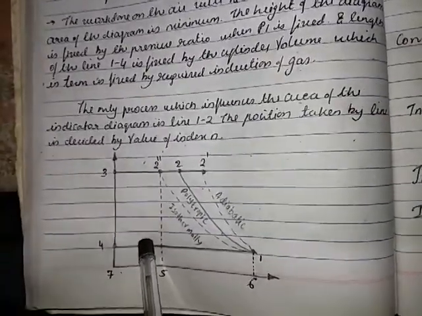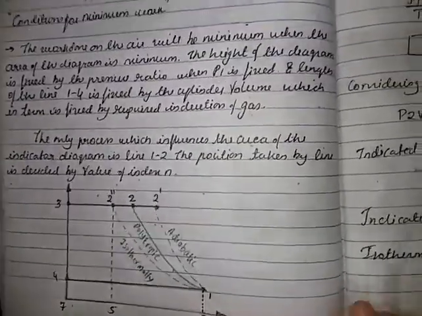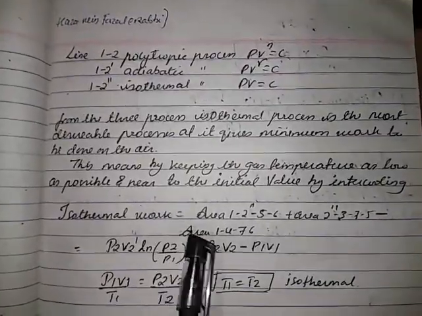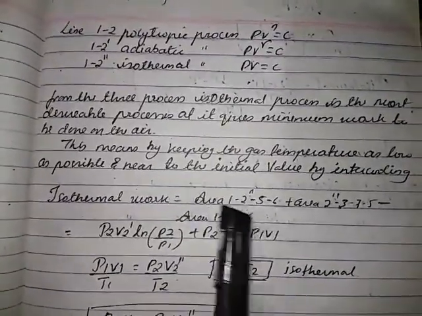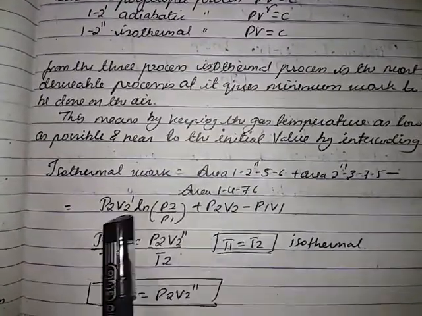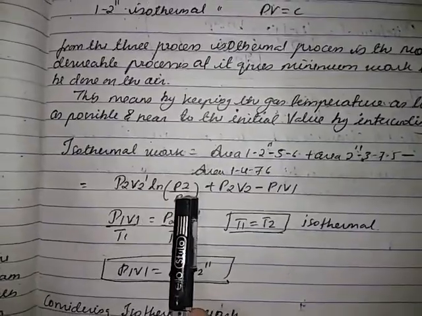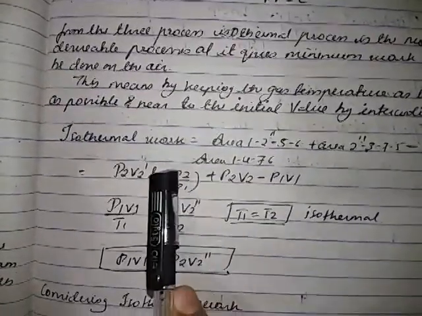So I want to do this derivation for the isothermal efficiency of the compressor. Now see, what is the area formula? Isothermal work is equal to the area under this curve. You can see the derivation that I have written. So what is work done in isothermal process? P2V2 natural logarithm of P2 by P1. Okay, what is P2V2 natural logarithm of P2 by P1 plus P2V2 minus P1V1. This is my work done.